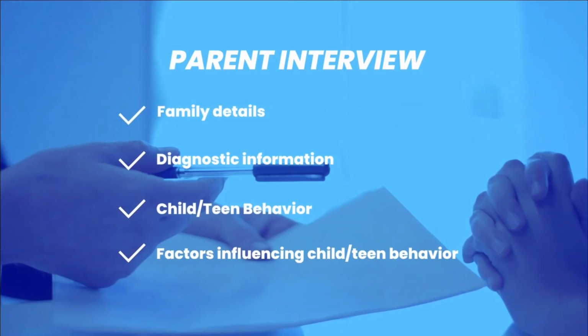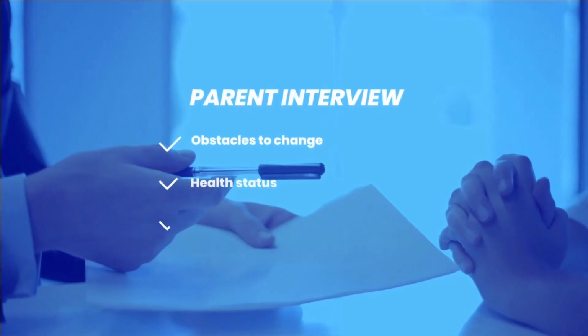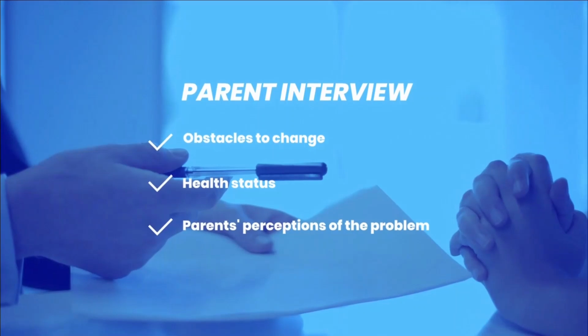And then the third is straight up the child or teen's behavior, which might include the what, the when, the how long, how often, the impact on the family, and the attempts to solve. The next is the factors influencing the child or teen behavior, such as the developmental history, particularly from birth to present, education, school, testing, assistance.